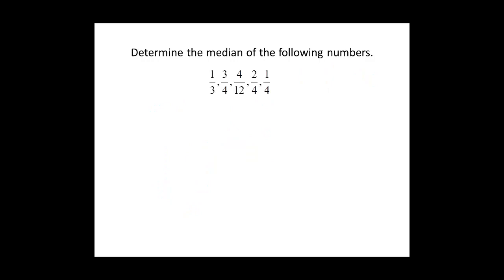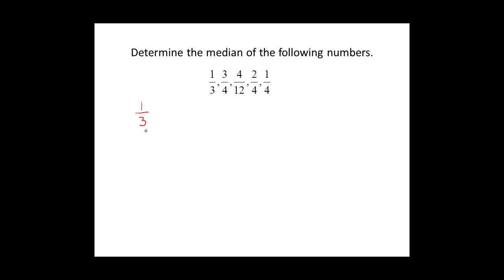Determine the median of the following numbers. The first thing we must do is order these from least to greatest. In order to put fractions in order from least to greatest, they must first have a common denominator. The least common multiple of 3, 4, and 12 is what we need to determine. What is the smallest number that 3, 4, and 12 all divide? The smallest number they all divide is the number 12. So we want to write each of these fractions with a denominator of 12.